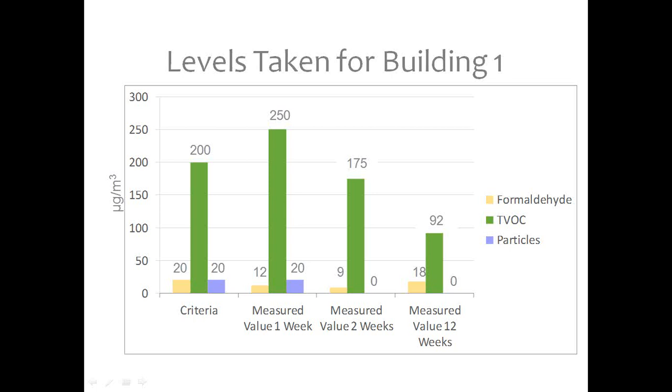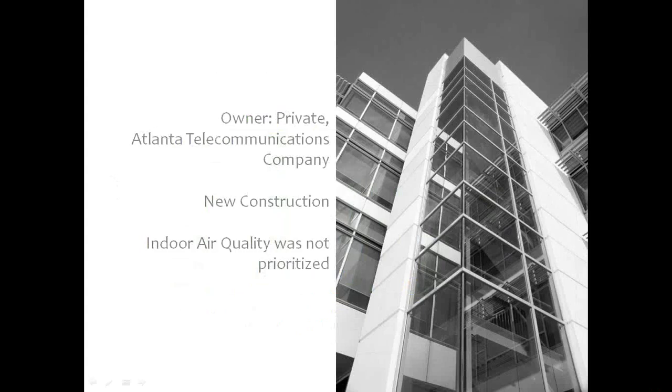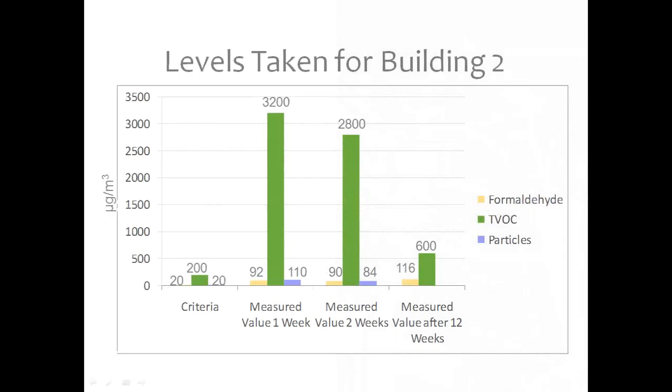To move on to the next slide, what we're going to see is that the other building, which was built in Atlanta, same time, same square footage, they did not prioritize air quality. It was a new building, but it was simply built to code, not a high-performance building guideline. So let's look at the numbers for the air sampling taken from that building on the next slide.